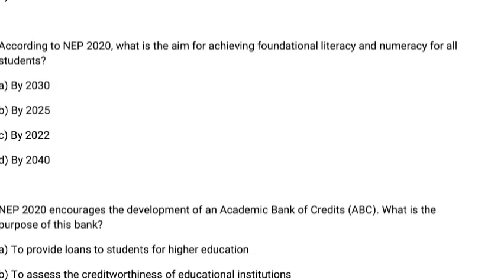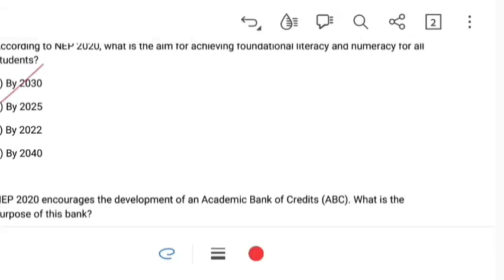According to NEP 2020, what is the aim of achieving foundational literacy and numeracy for all students: by 2030, by 2025, by 2022, and 2040? Correct answer will be, it will be 2025. This is according to my research. Please try to verify.